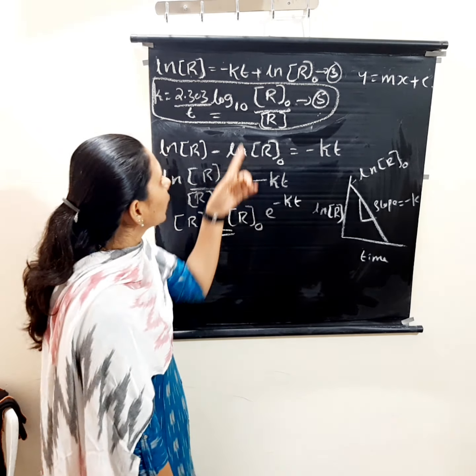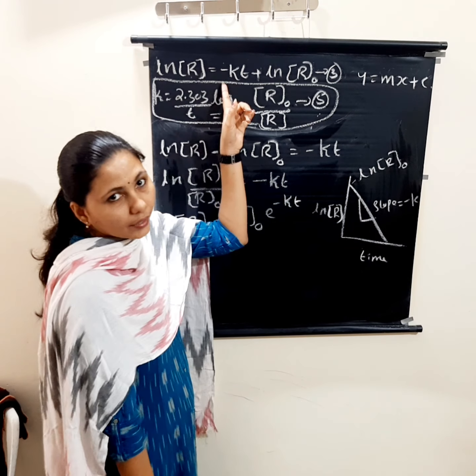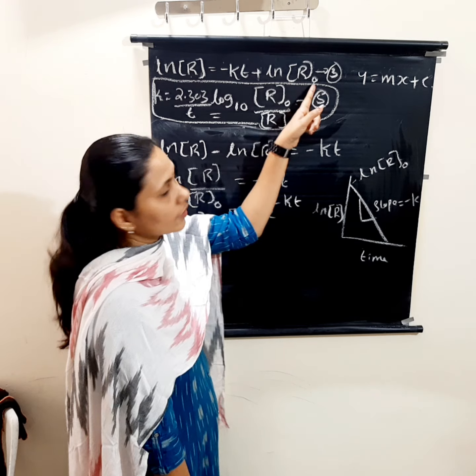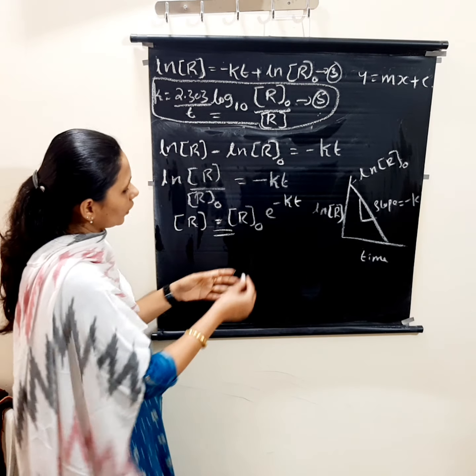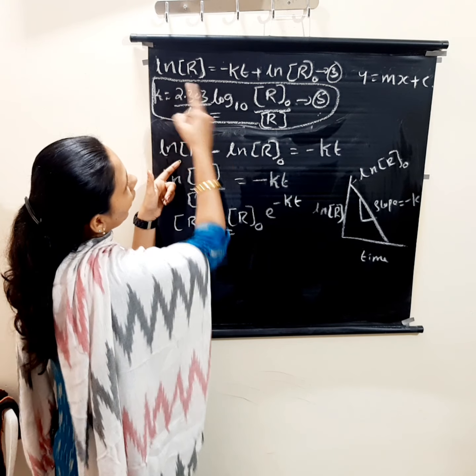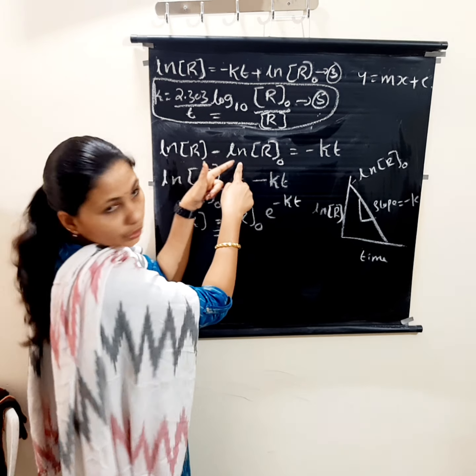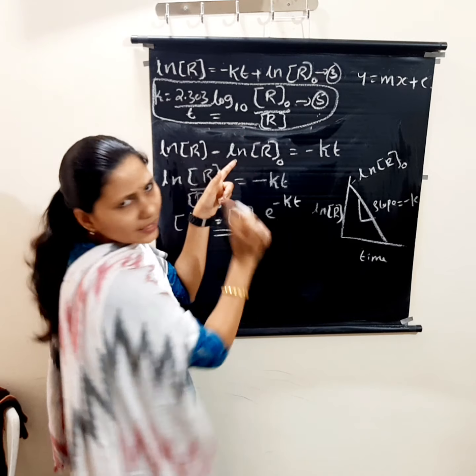Here we know ln concentration of R equals minus kt plus ln R0, that is equation 3. Just rearranging the equation, we will get ln R minus ln R0 equals minus kt.